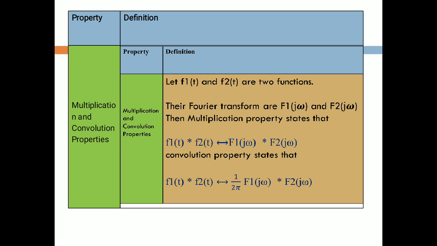And the convolution property states that f1(t) into f2(t) gives 1 upon 2 pi F1(j omega) into F2(j omega). So here, in multiplication and convolution, it is the multiplication of two functions or two Fourier transforms. Just the difference is, in the convolution property we have the multiplication factor of 1 upon 2 pi to F1(j omega) into F2(j omega).